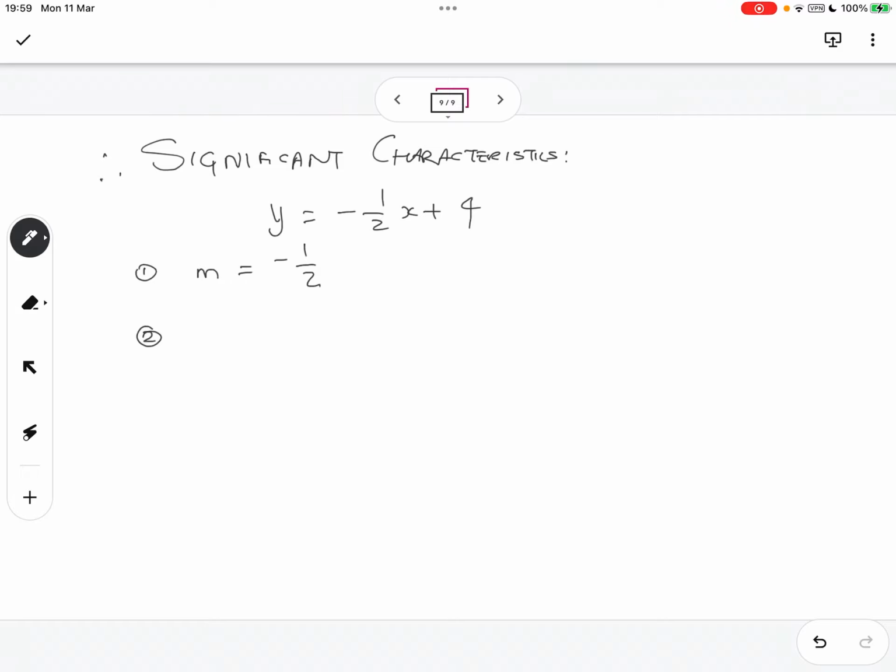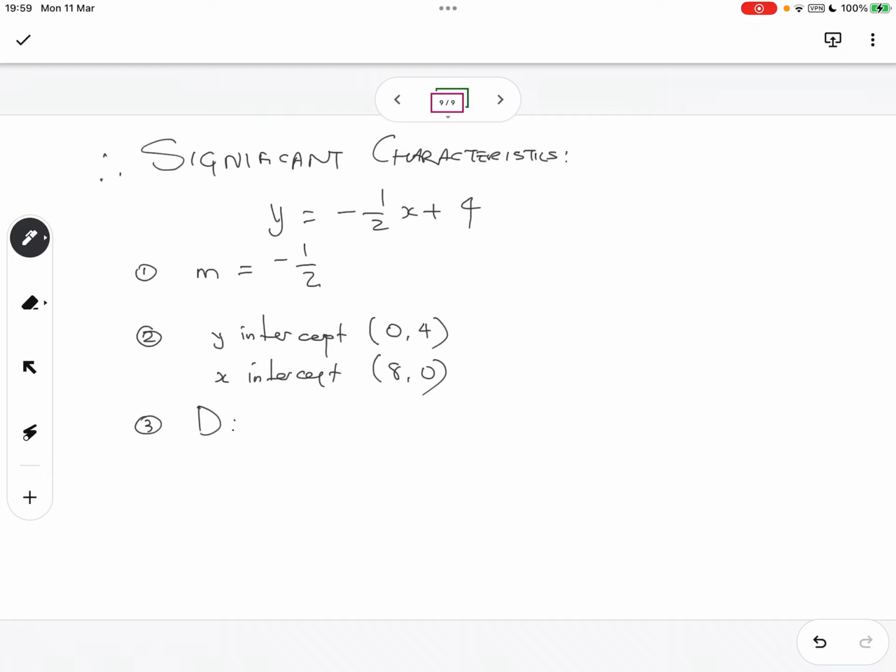The second thing that we must point out among the significant characteristics are the intercepts. You can just declare on your paper when you're answering: the y-intercept is (0, 4), and the x-intercept is (8, 0). Number 3, the domain.